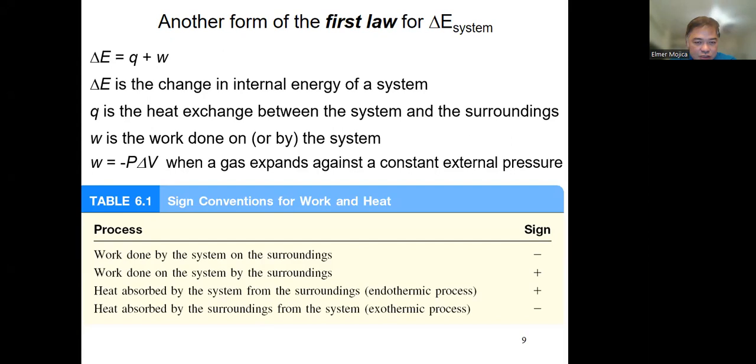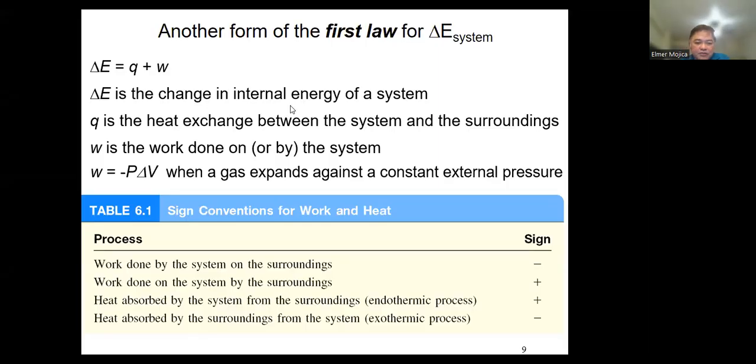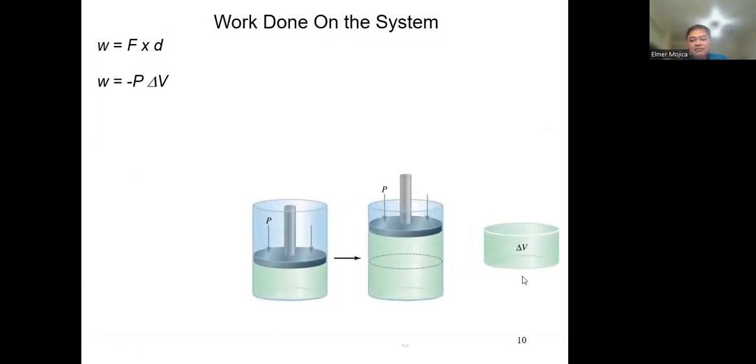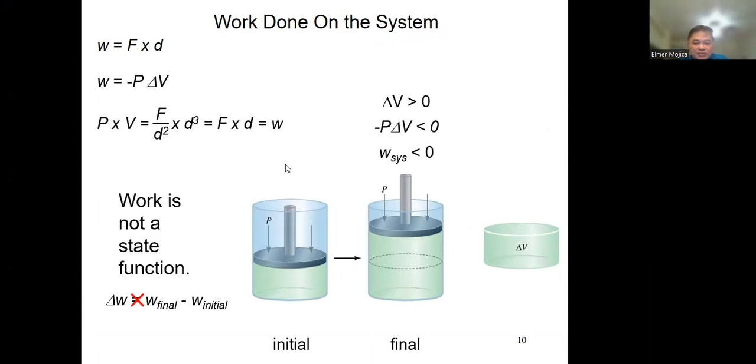So what else do you need to know? If we follow the module, we have the enthalpy and the first law of thermodynamics. This is the work that is done by the system. As you could see, if there's expansion, the delta V is positive. Then if you multiply it with the negative P, you will have work. So work is not a state function.